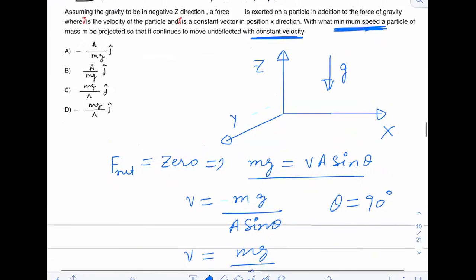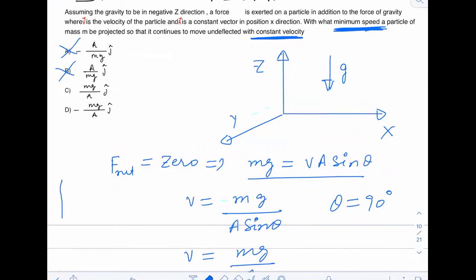So, mg by a. So, option A is wrong. Option B is wrong. I can only have option C and D as correct. Now, if you see here that for constant velocity or zero acceleration, the two forces, this mg force and this force, they must be acting in the same direction or in opposite direction. Yes, they should be acting in the opposite direction.